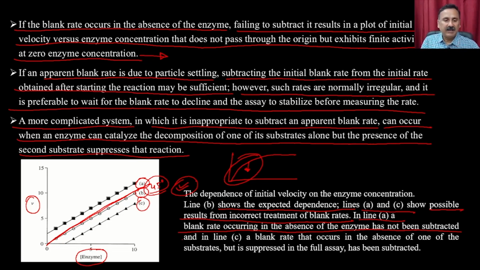But if you have blank rates and you don't subtract them, then you are going to expect a curve that looks like the curve given in A. Whereas in C, a blank rate occurs in the absence of one of the substrates, but it is suppressed in the full assay, and has been subtracted. So this is actually the under-representation. This is the over-representation of the same enzyme assays, because the blank rates are affecting that.